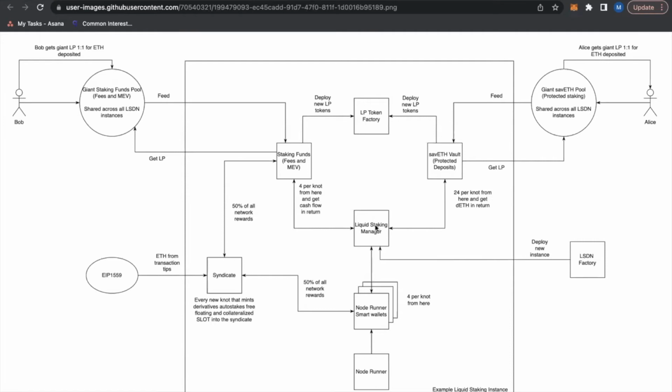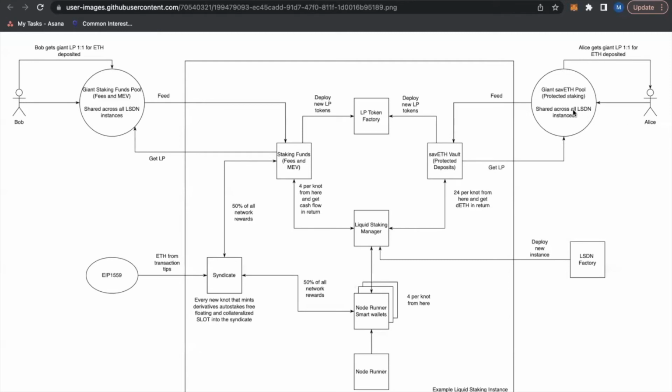and don't even want to know anything about it. All I care about is I have some ETH to spare and I want them to start earning rewards. What should I do? So the answer is go and interact with the giant pools. This here is the giant fees and MEV, and this here is the giant protected staking pool.